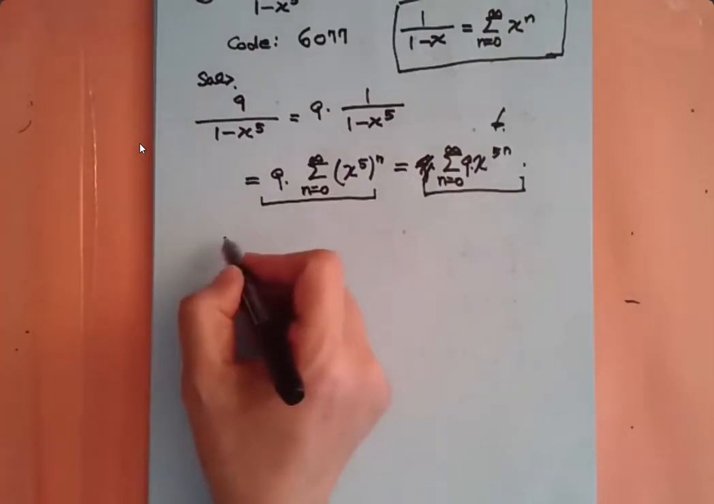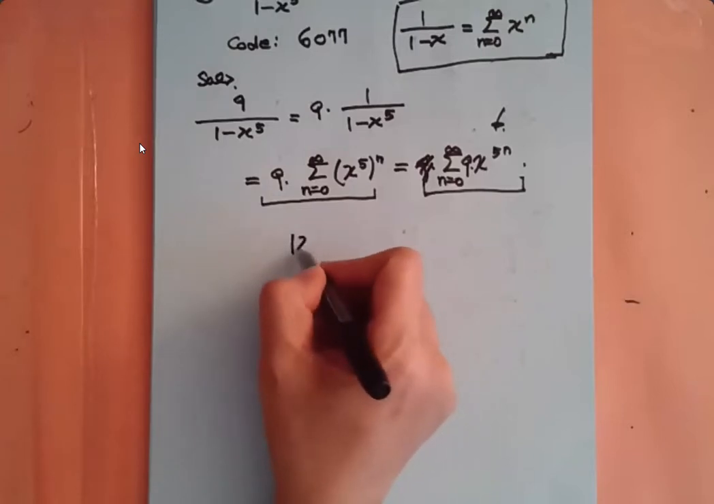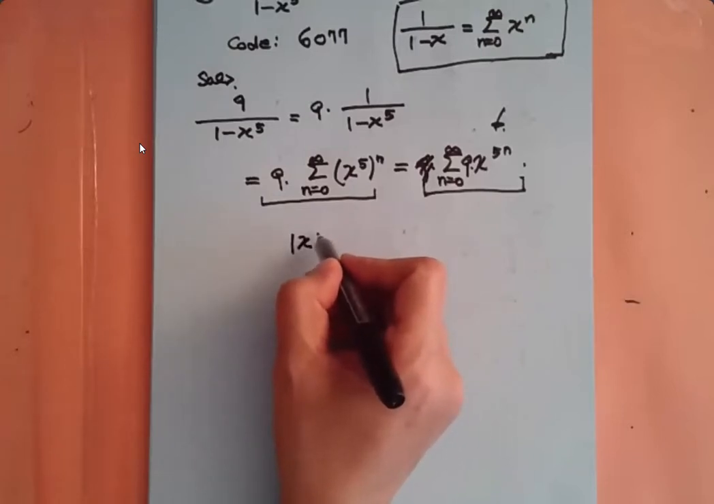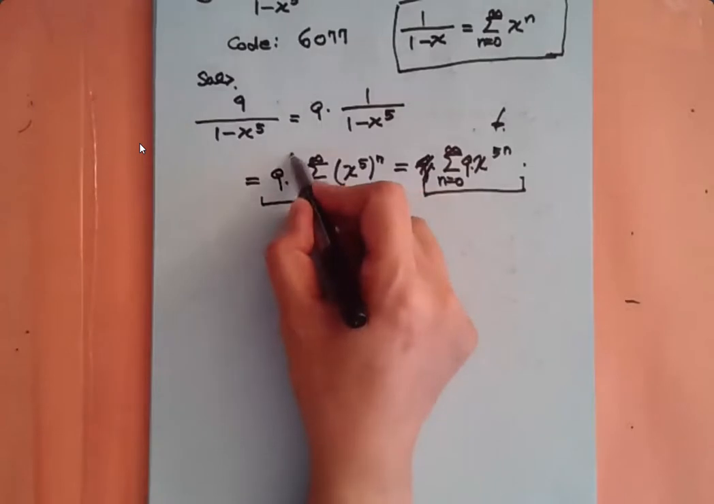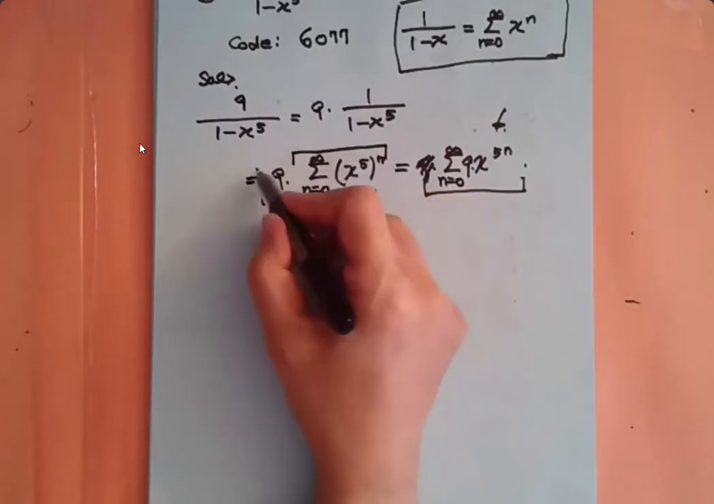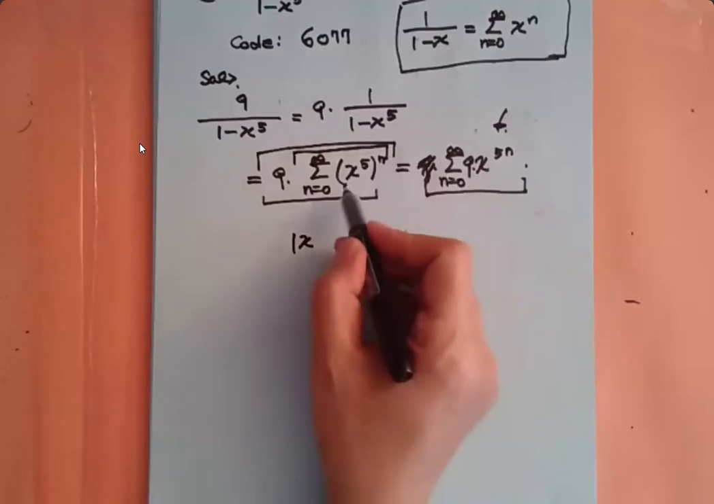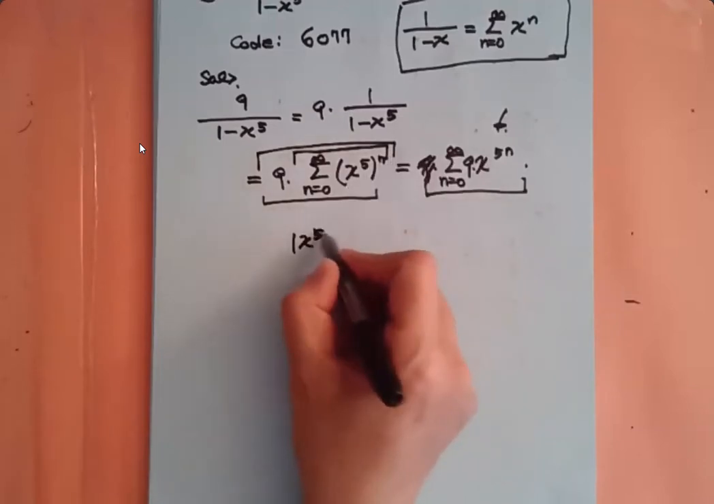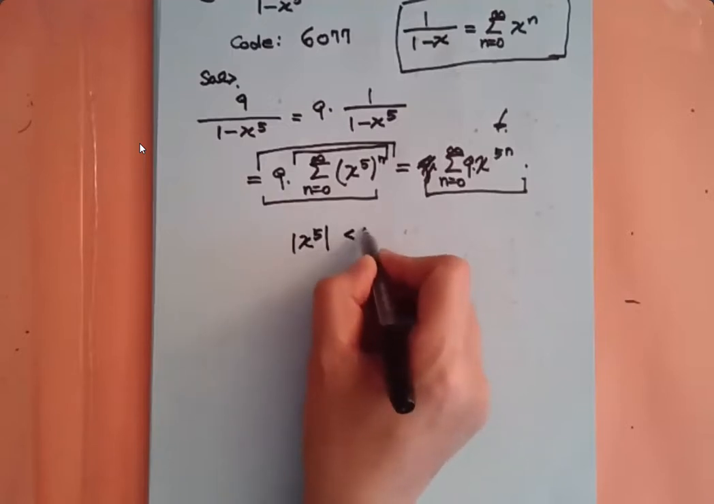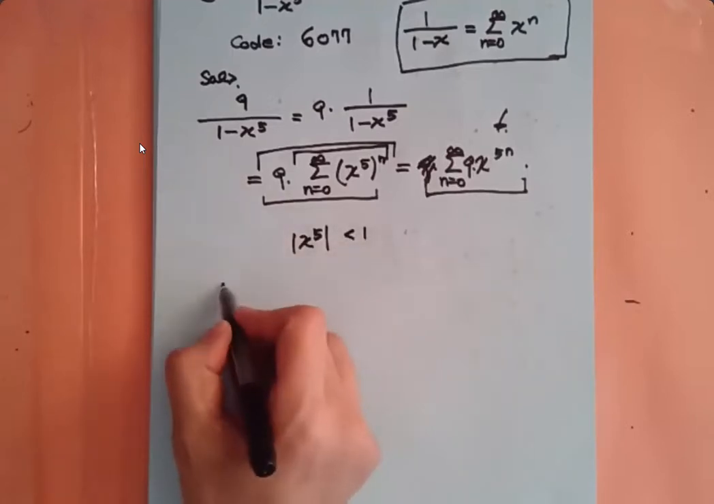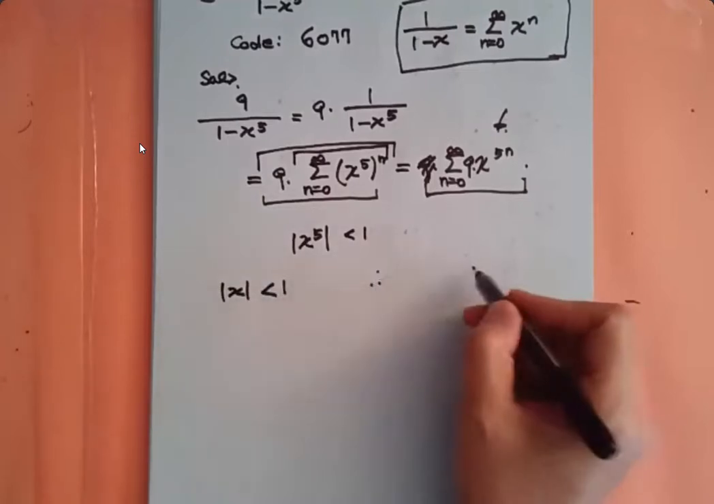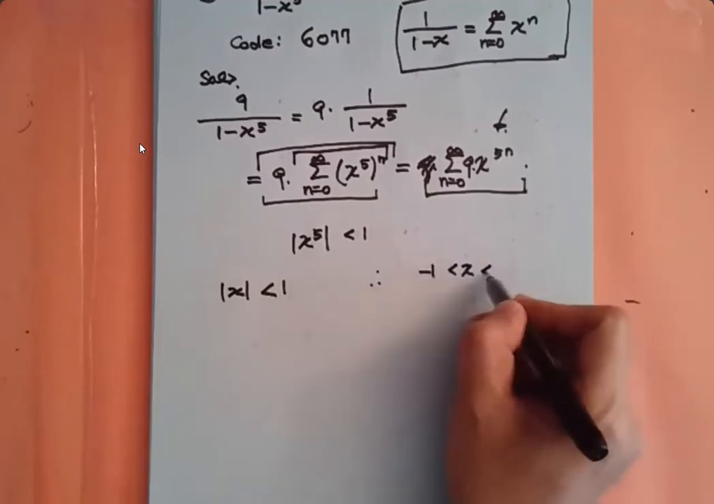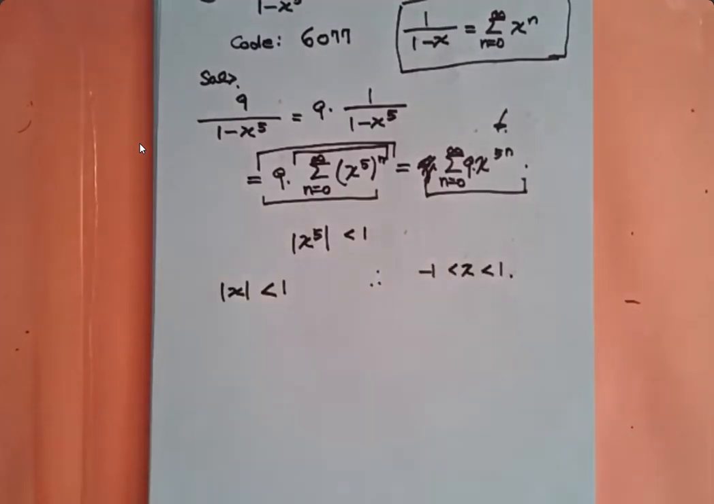So we want to think about the radius of convergence, and then we have to think about where this series converges. As long as this part converges, the entire part converges. And so we use only x to the 5th power. So x to the 5th power, take absolute value, that is less than 1. Then absolute value of x is less than 1. Therefore, x is between -1 and 1. So any question?